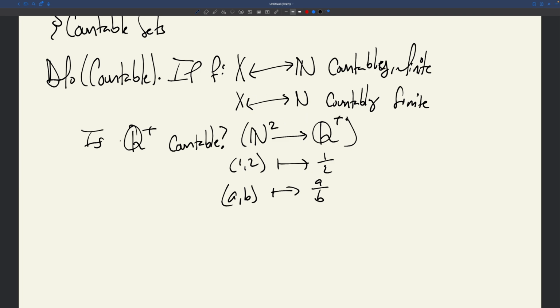And of course, this doesn't just need to be positives. We made our lives a little bit easier, but we could also have Z mapped to Q in some form or fashion, and that would also work. But the reason why we choose Q plus, I believe this part is specifically a homework question that you could do. Yeah, it's specifically Q plus that has to be done.